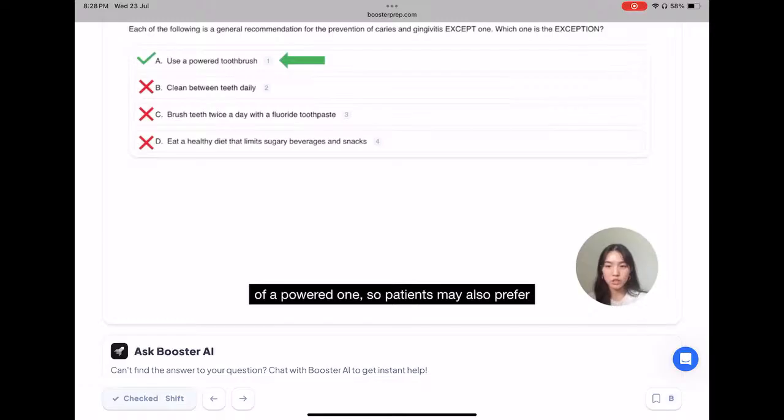So patients may also prefer to just use manual toothbrushes versus powered ones, in which case demonstration of an ideal technique is necessary to ensure that patients are able to reach all areas of the oral cavity.